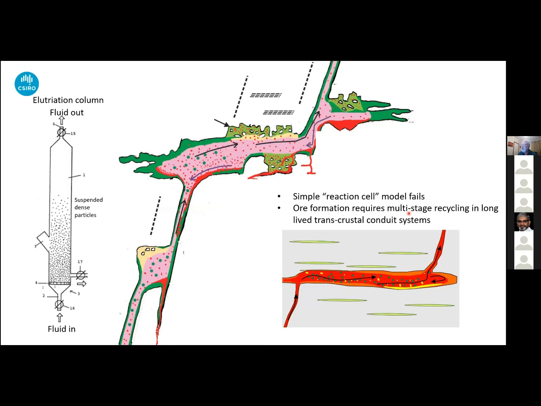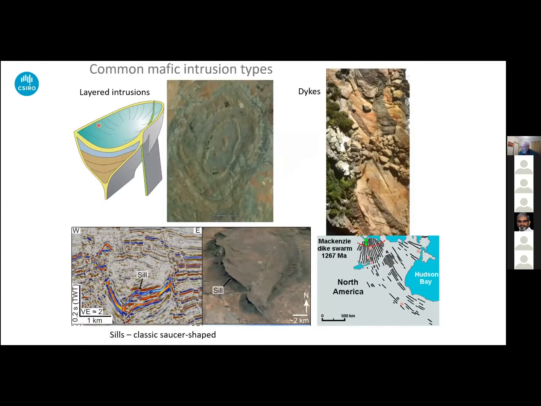A way of thinking about it, which was first suggested to me by my old friend Reed Keyes, is thinking about it as an elutriation column. I won't explain that now, I'll come back to it later, but I'll just plant that term in your head. And now we'll move on to the next bit of the talk, which is looking at the types of intrusions which host magmatic sulfide deposits and how they might form.